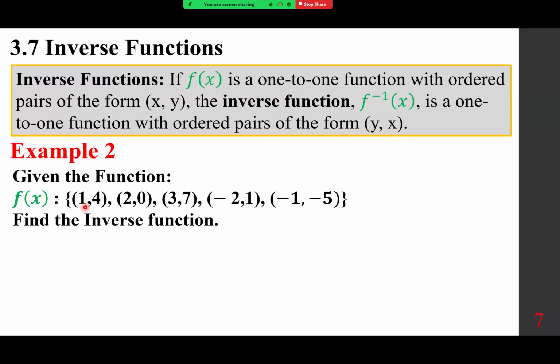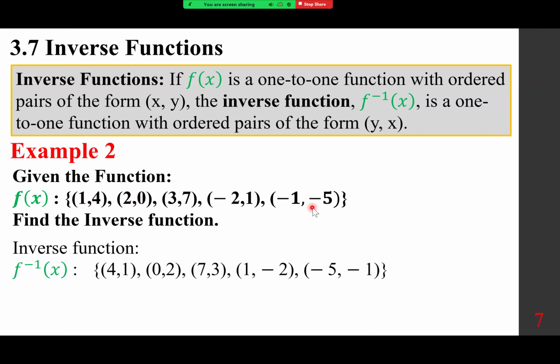Given the function f of x equals 1, 4, 2, 0, 3, 7, negative 2, 1, negative 1, negative 5, find the inverse function. So we want to find the inverse function. All we have to do is to rewrite the pairs but interchange x and y. For example, 1, 4 changes to 4, 1. 2, 0 becomes 0, 2, and the rest of them in the same manner. So every pair, x and y, are reversed, resulting in an inverse function.